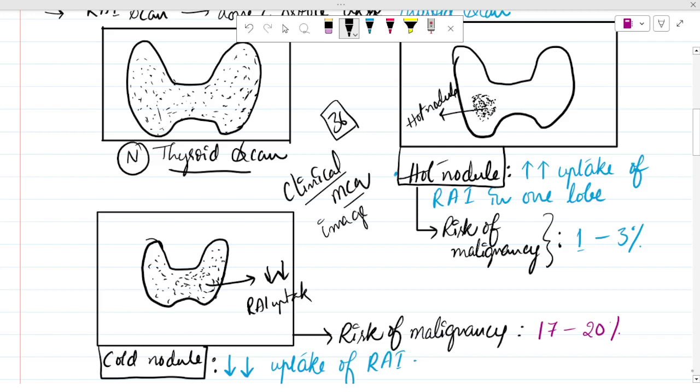You will get the radioactive iodine scan, which is also called the thyroid scan. Both are one and the same. The RAI scan and the thyroid scan are the same, so doctors, please don't confuse them. In the exam you may be confused when a thyroid scan is done in a 23-year-old female who is pregnant.